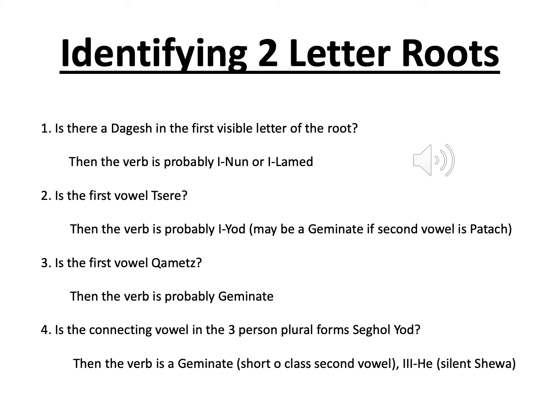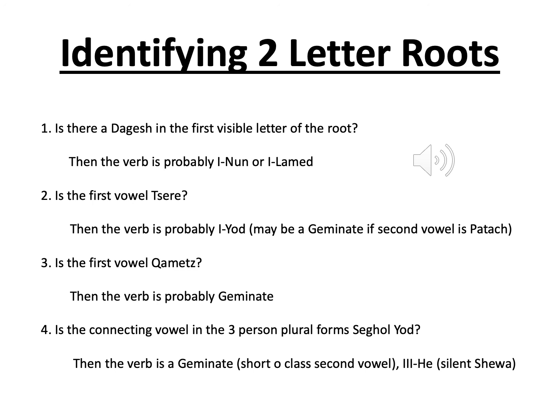If, however, the first vowel is a tsere, then the verb is probably a first yod, especially if it is tsere tsere as the verb pattern. It may, however, be a geminate if the second vowel is a patach, so you will have to check the theme vowel. Is the first vowel a qamets? Then the verb is probably a geminate, as geminates will often have qamets under the preformative. However, it is possible for a hollow biconsonantal verb to also have a qamets under the preformative, although the presence of the hollow vowel should give it away because you'll have 3 root letters instead of just 2.